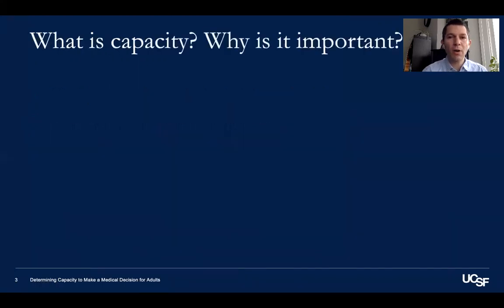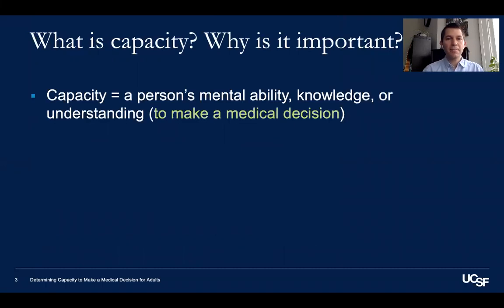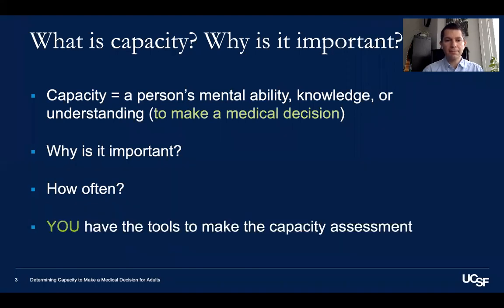So, what is capacity and why is it important? Capacity is a person's mental ability, knowledge, or understanding to make a medical decision. And why is it important? Because our goal is to first do no harm and to provide informed consent to patients. How often do we have to do it? Really, every decision that a patient makes should include capacity assessment. And you have all the tools necessary to make this capacity assessment yourself.